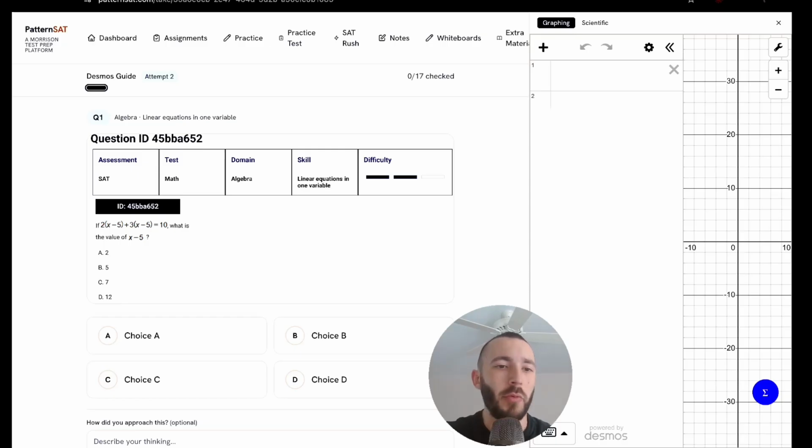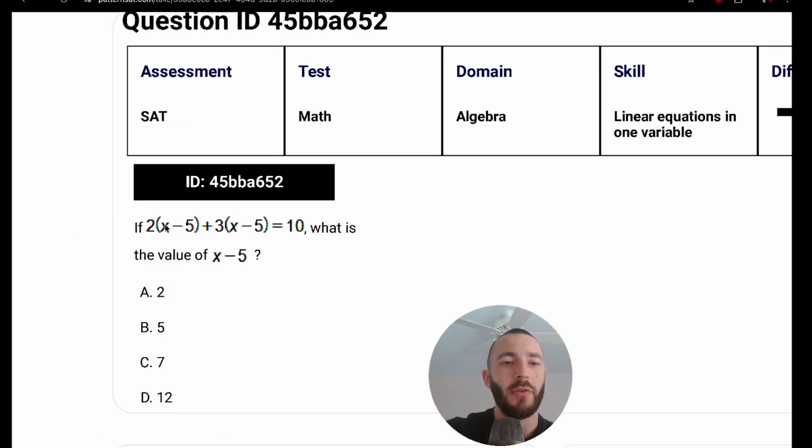Don't just passively watch this, work with me. Let's go. Problem numero uno, 2 times (x minus 5) plus 3 times (x minus 5) is equal to 10. What's the value of x minus 5? You could do this with algebra. 2 times a thing plus 3 times a thing is equal to 10. So that means 5 times this thing equals 10. 5 times what is equal to 10? 5 times 2 is equal to 10. This is the same thing as that. So this must be 2. So a is 2.